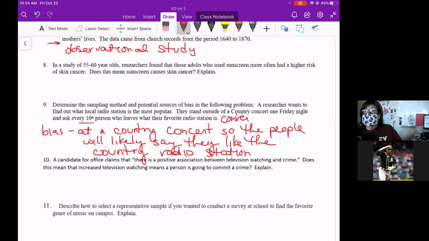Now, if it said they went to a country concert and then they went to a hip hop concert and an R&B concert, that might be a little bit better. But probably the best thing would be to stop people, like every 10th person that comes by in a popular area, and ask them.